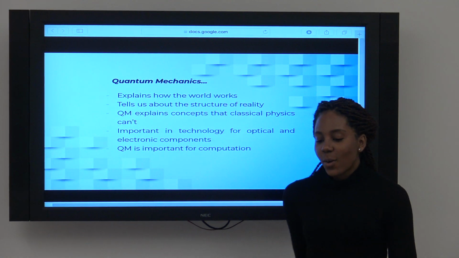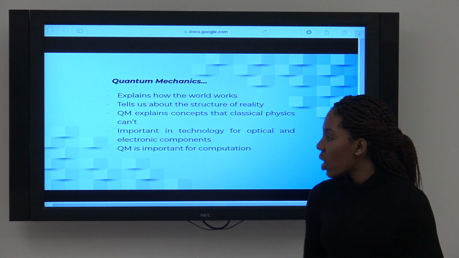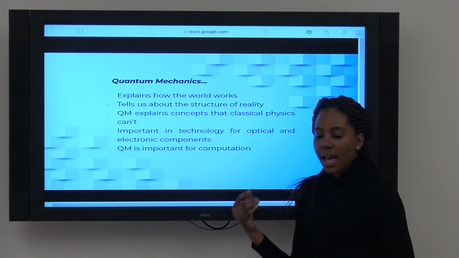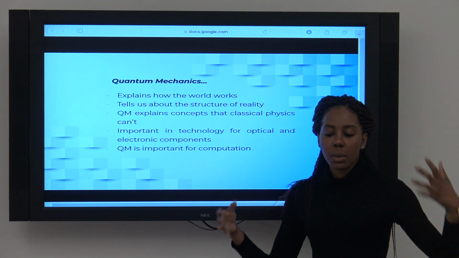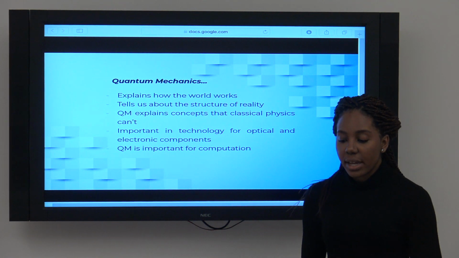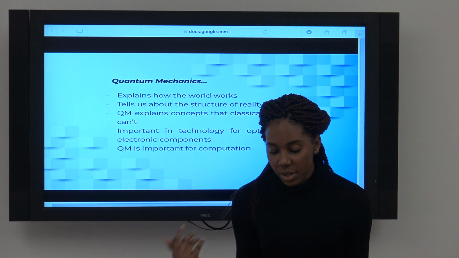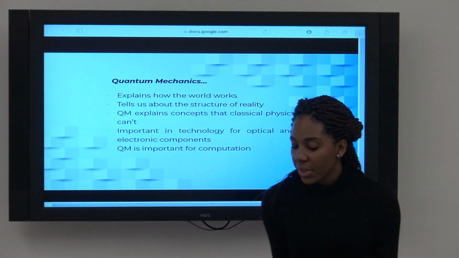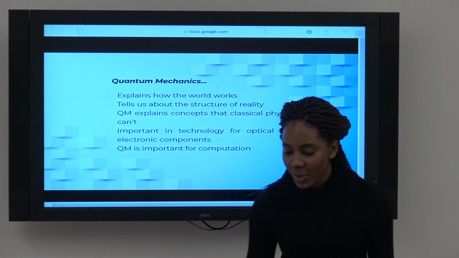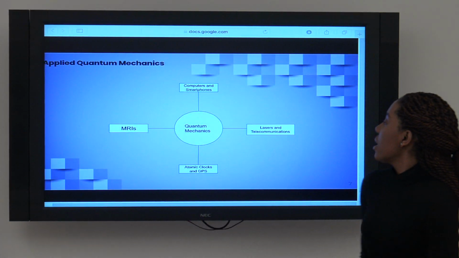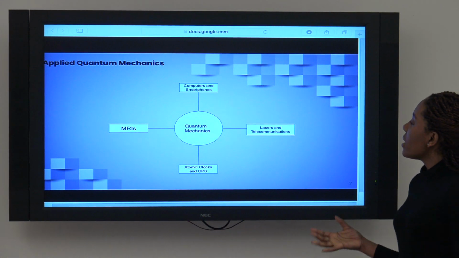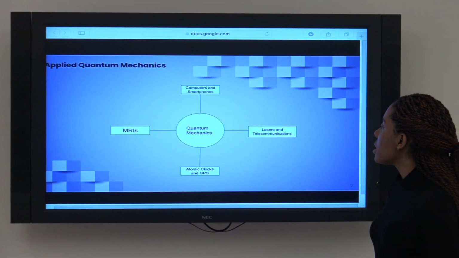Quantum mechanics has some importance in technology, as we already know. It is needed to design optical and electronic components, which often take advantage of certain quantum mechanical effects. And it is also important for the theory of computation, which we'll talk about later. Okay, so what currently uses quantum mechanics?